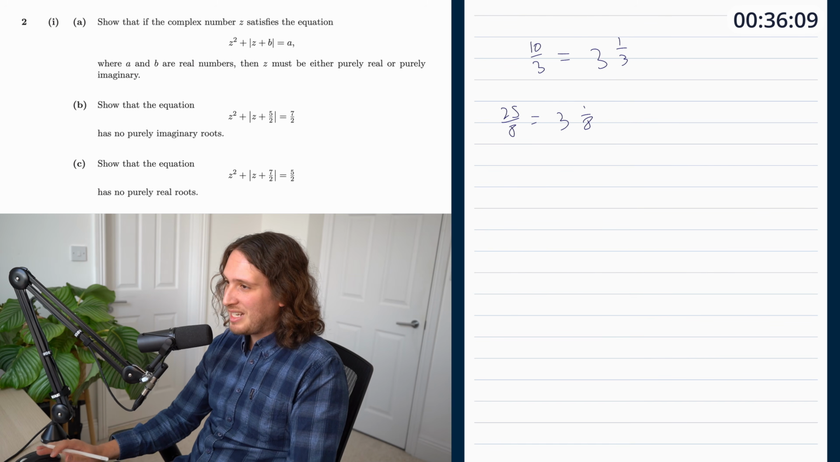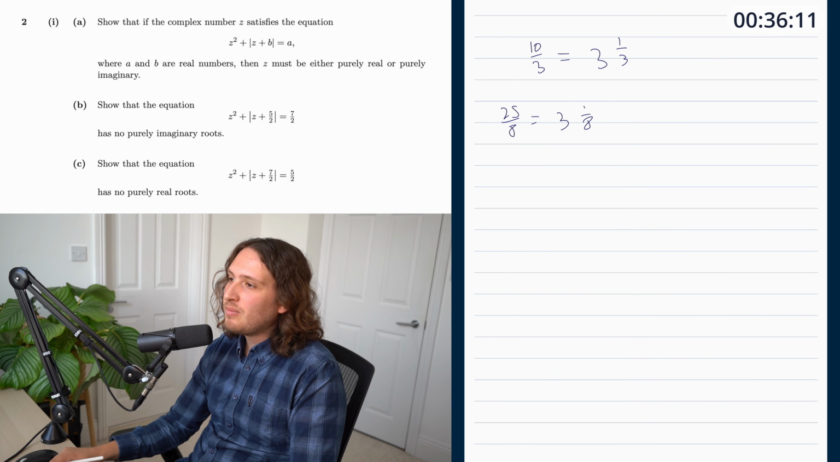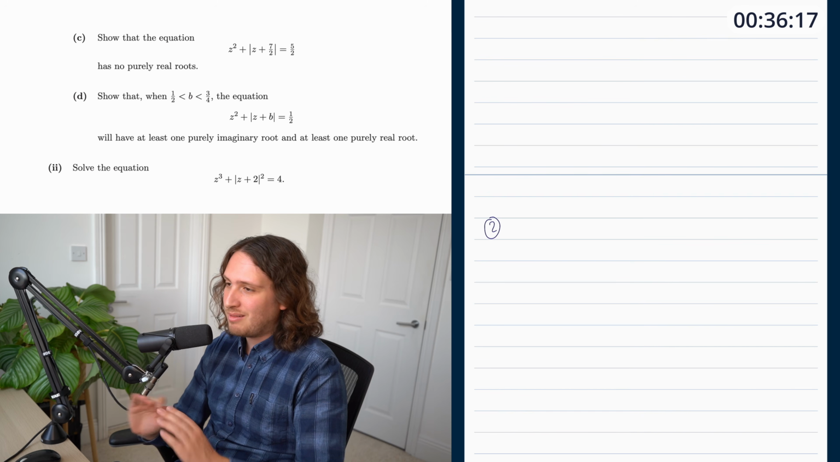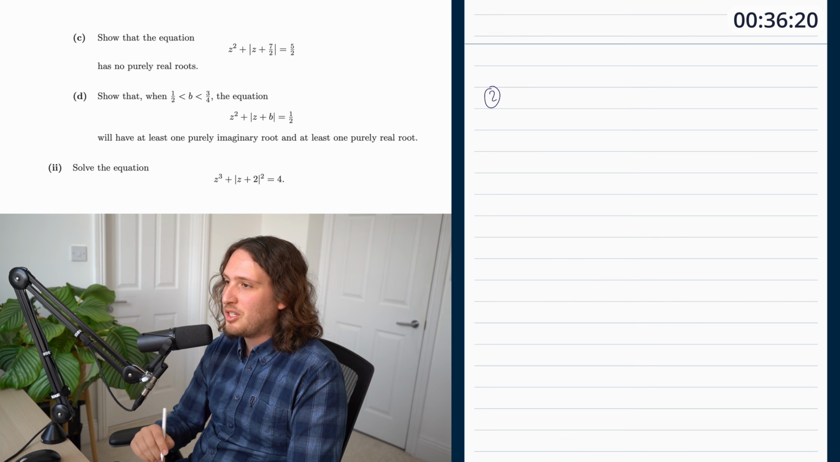Question 2, okay, complex numbers. It doesn't look too bad. Normally question 2 is a bit nicer than the others. I'm just solving a bunch of equations. How bad can it be? So let's try and do question 2.